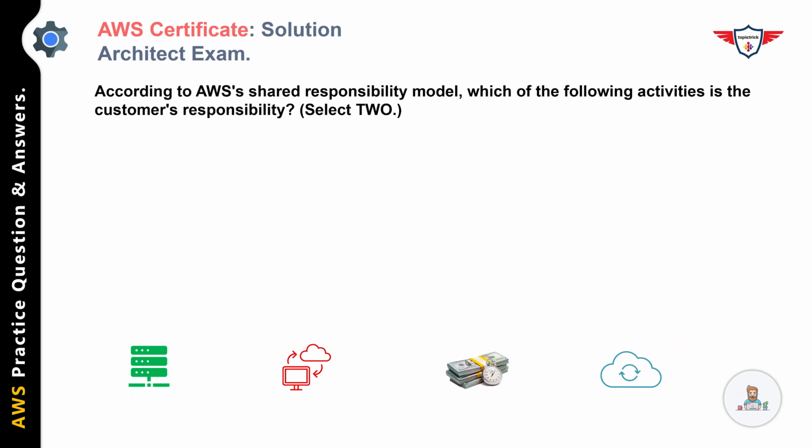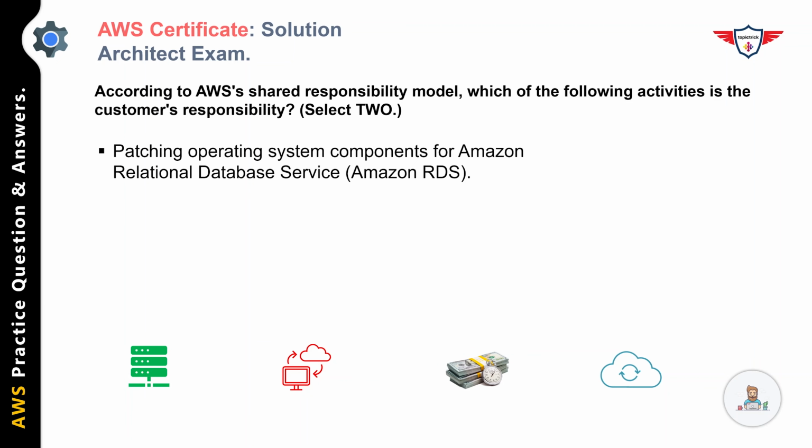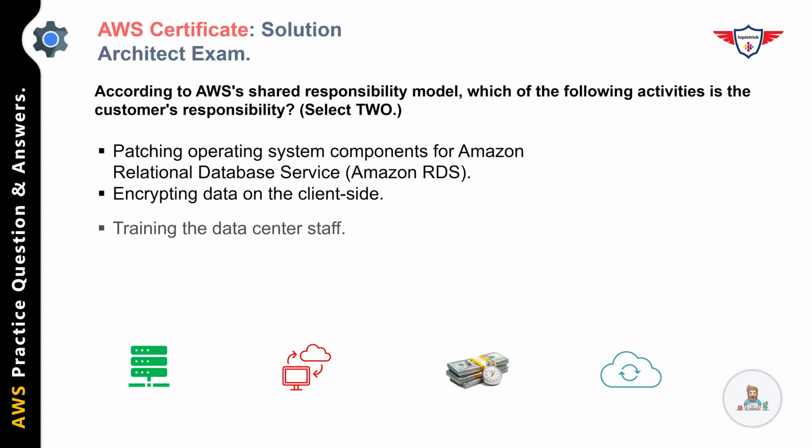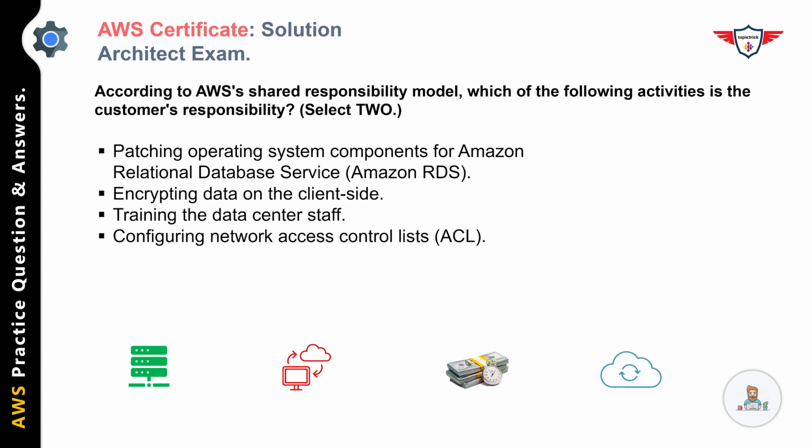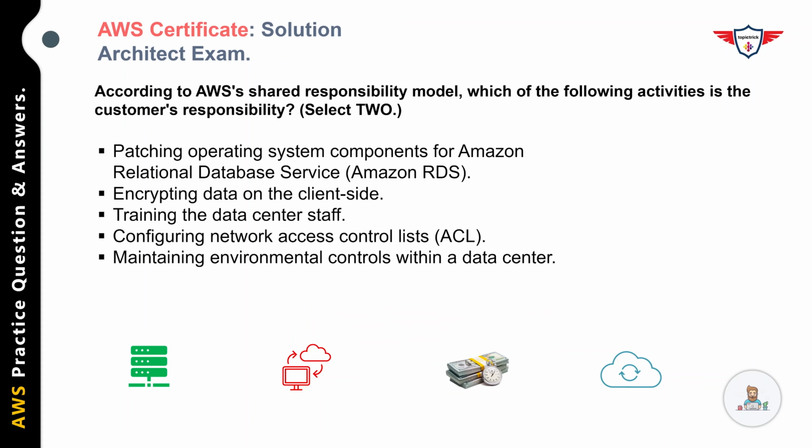According to the AWS shared responsibility model, which of the following activities is the customer's responsibility? You have to select two correct answers. First one is patching operating system components for Amazon Relational Database Service, that is Amazon RDS. Encrypting data on the client side. Configuring network access control list, that is ACL. Maintaining environment control within a data center. The correct answer is option B and D.